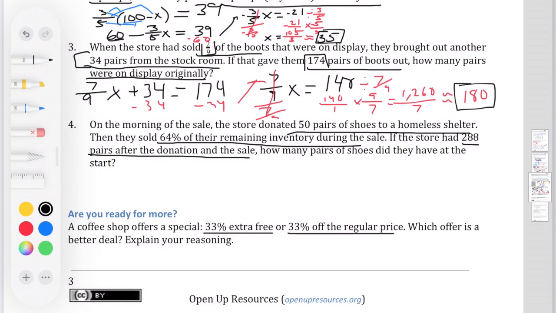Number 4, we're going to set up, well, we have 64%, which if you subtract 64% from 100%, we're going to get 34%. So I'm going to represent that in decimal format, 0.34. And then I'm going to take our x, and that's our original value. And then I'm going to represent the 50 pairs of shoes donated as a negative 50, or subtract 50 from our original. And then we're going to set it to a total of 288.